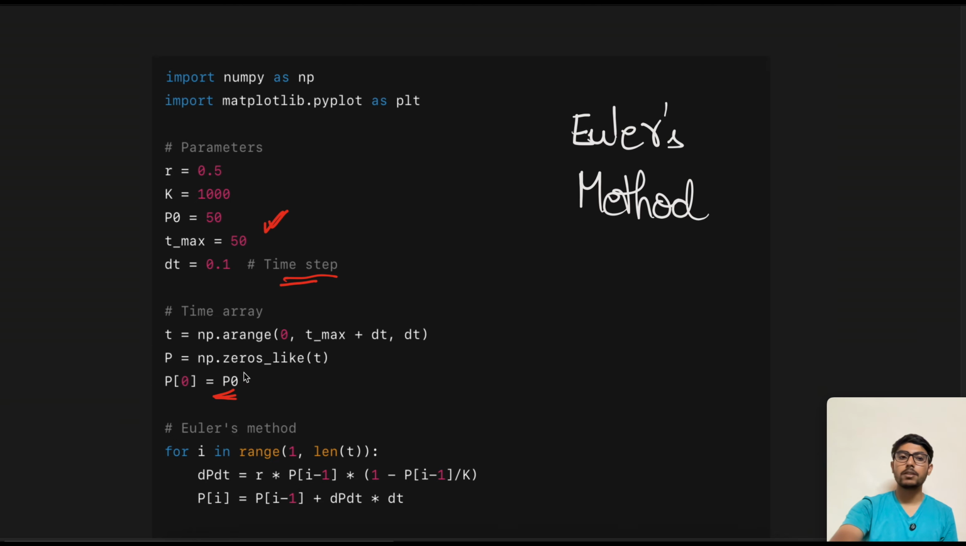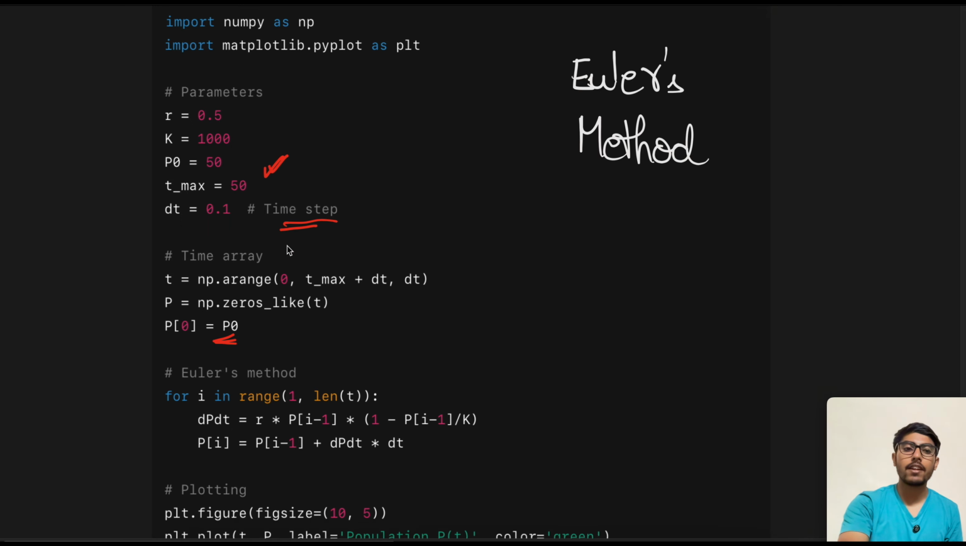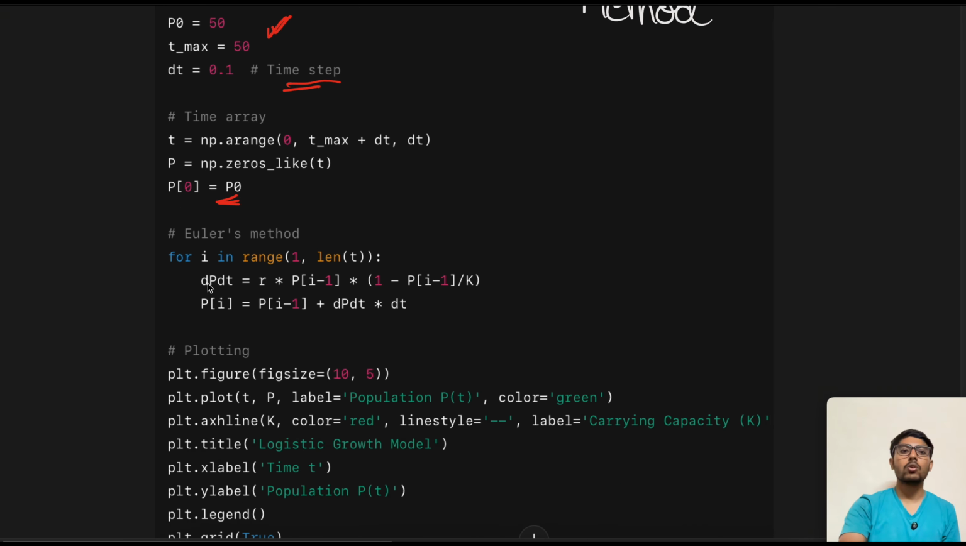We'll have to modify this because it was given in the question, and then we apply the Euler method. So for i in range 1 to len(t), dp dt equals r times p[i minus 1] times 1 minus p[i minus 1] by k, right? And there we again define p[i], which is p[i minus 1] plus dp dt into dt. Okay, so dp dt here stands for dp by dt.